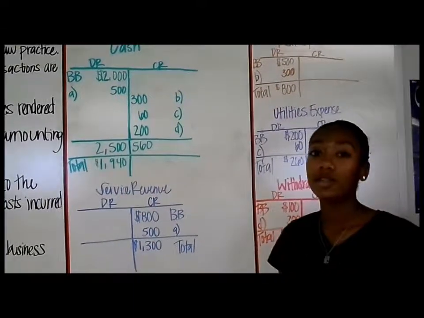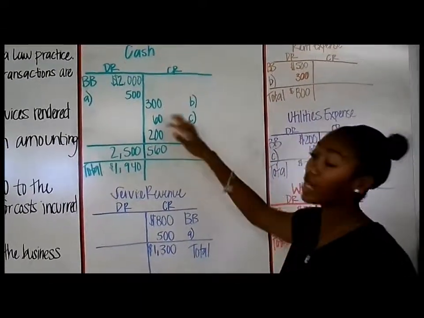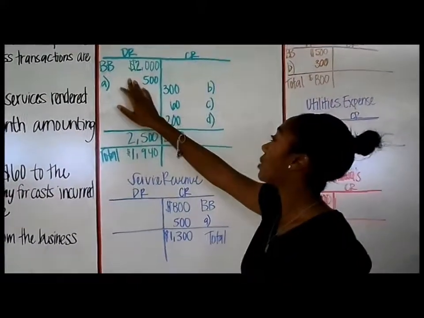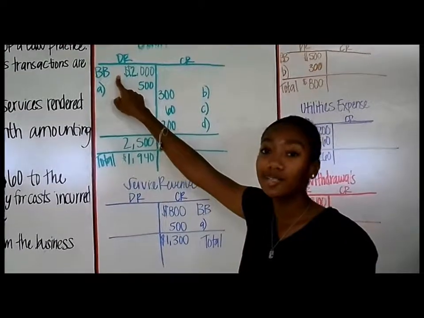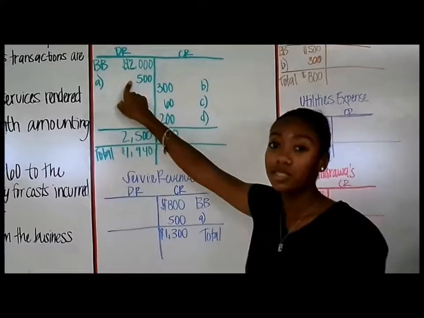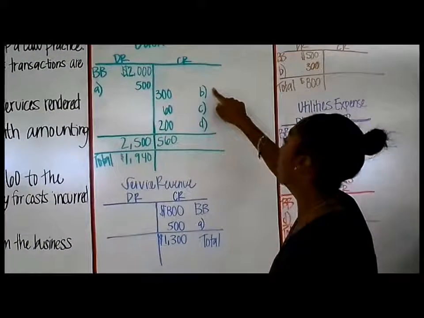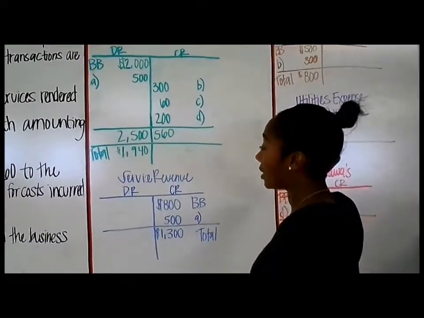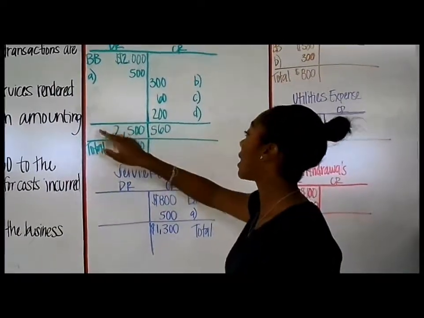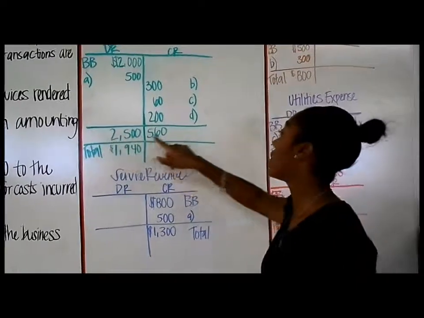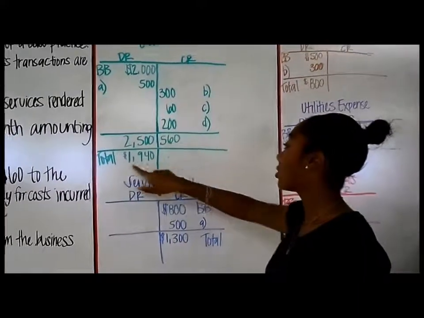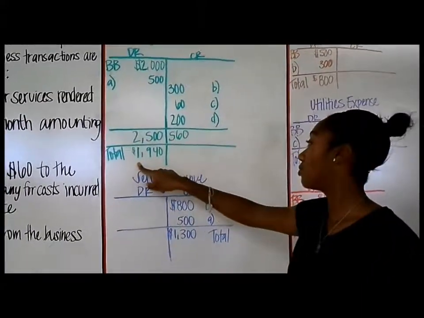Okay, so after doing all the transactions, you will add up both sides of all the T accounts. So for cash, the beginning balance was $2,000, and then you add the $500 that she received from her service, and then you add up all the credits on the T account. On the debit side, you get a balance of $2,500, and on the credit side, you get a balance of $560. So you subtract those two, and you get a total of $1,940.